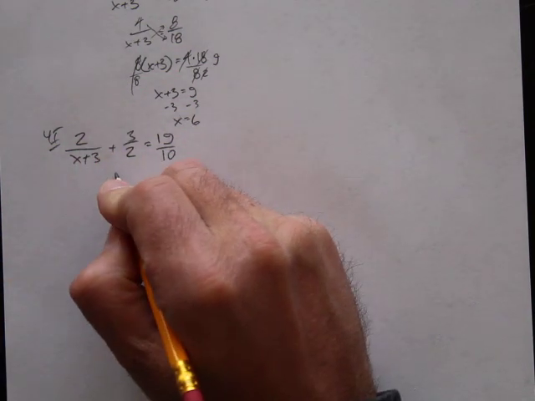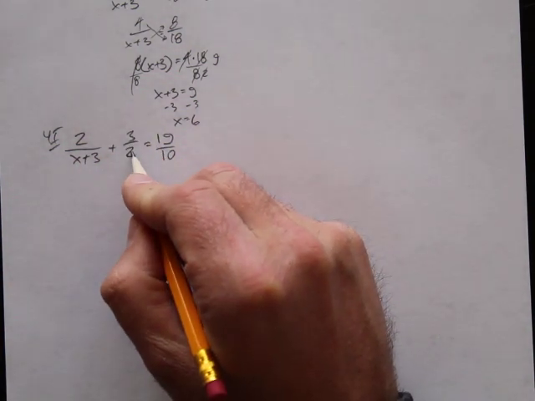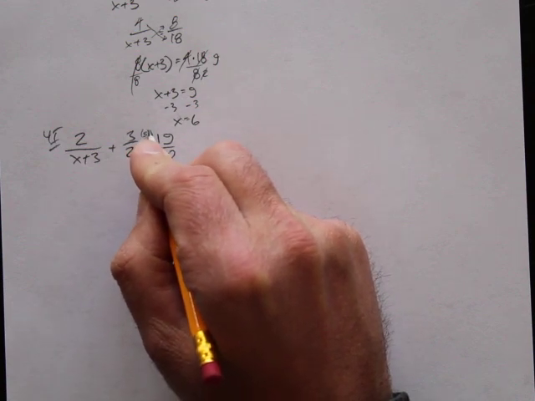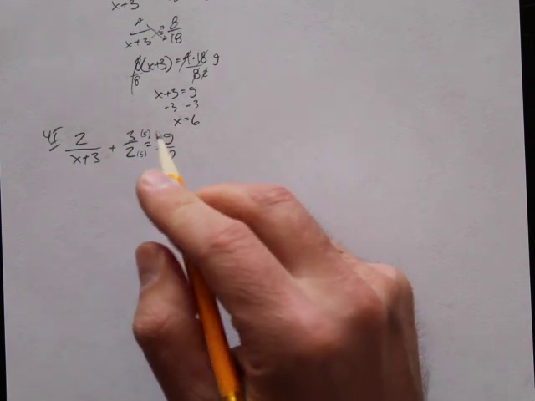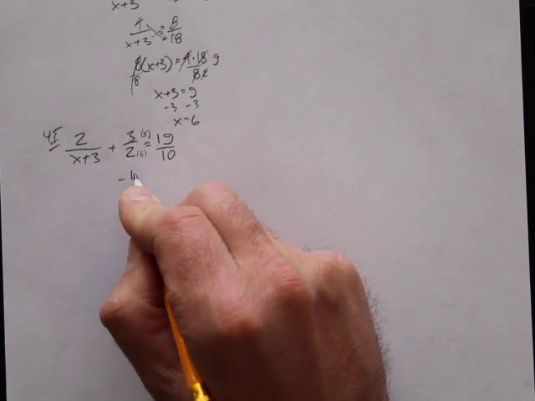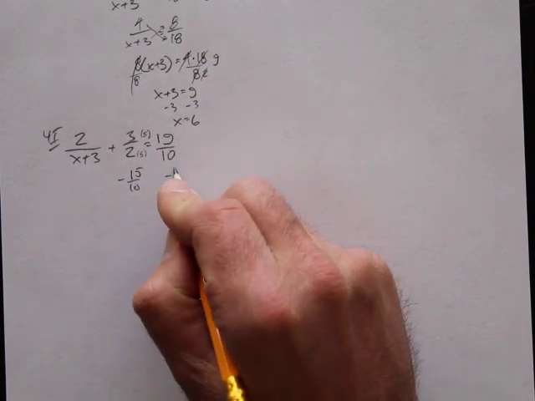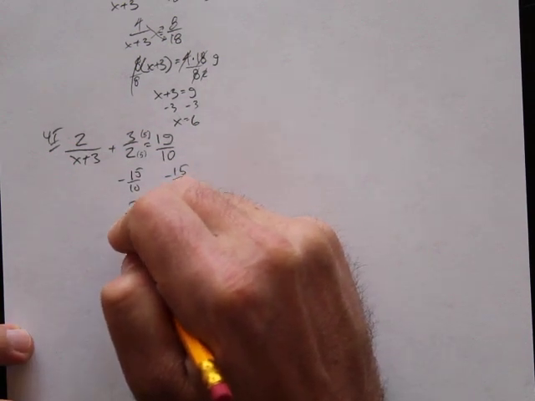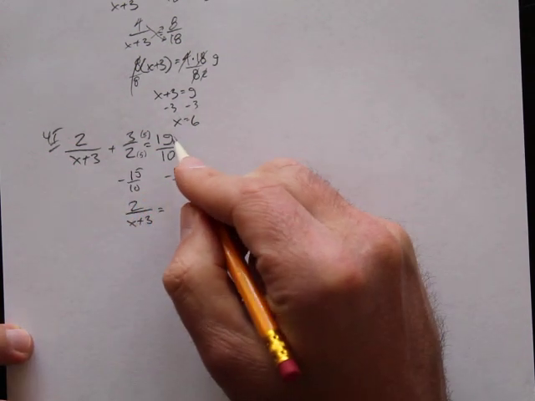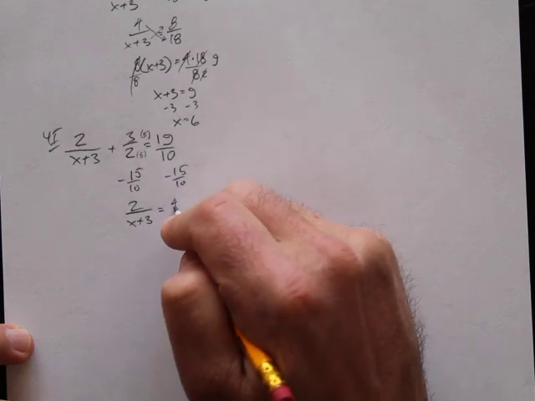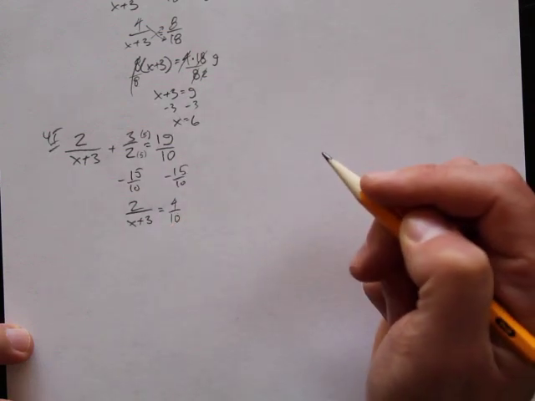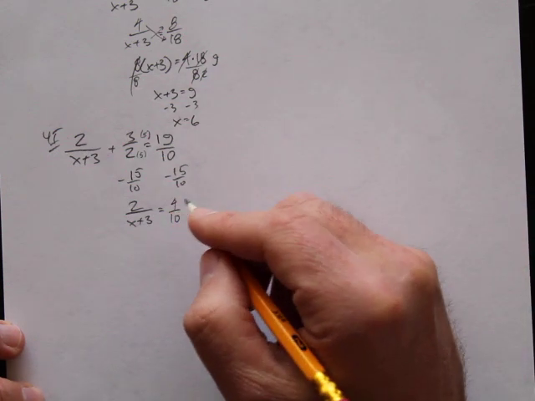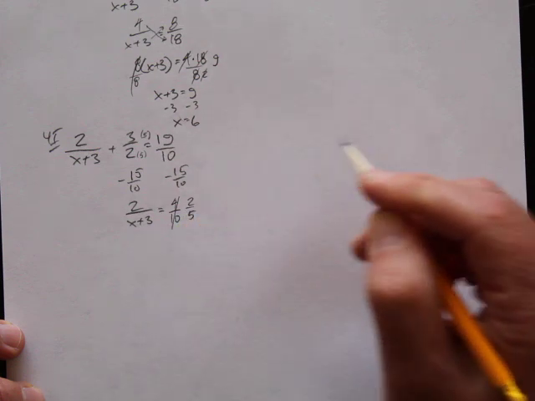All right, see how you did? I'm going to subtract 3 halves from each side, but when I do that, I'm going to multiply the top and the bottom both by 5, so I can get a common denominator here. So 5 times 3 is 15, 5 times 2 is 10, so I'm going to subtract 15 over 10 from both sides, and then I have 2 over x plus 3 equals 19 minus 15, which is 4 over 10, which is 2/5. And so I'm just going to reduce that to 2/5 right now.